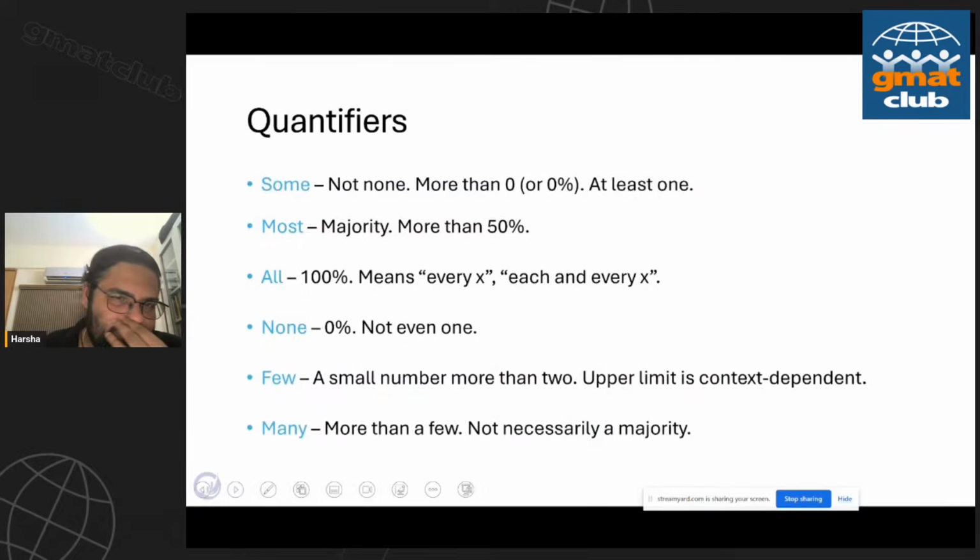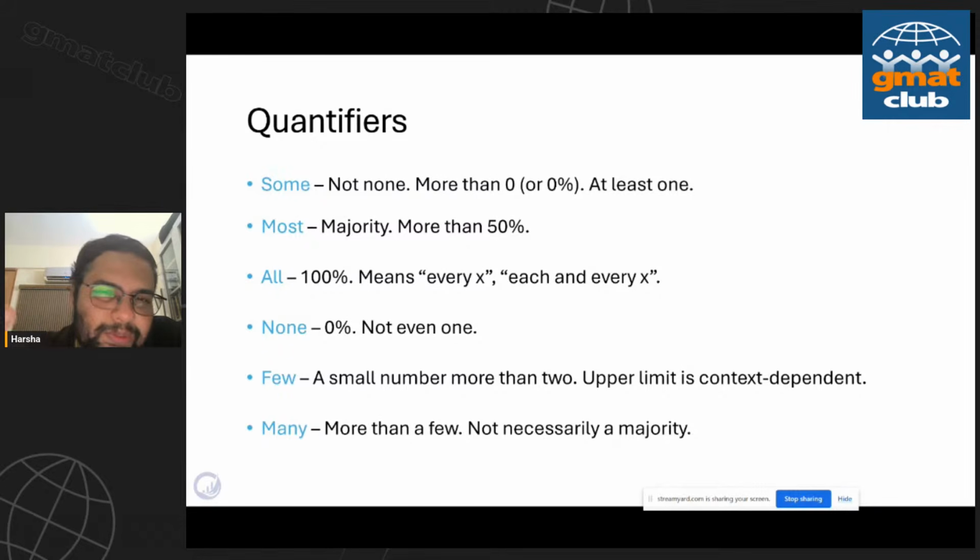All right. End of the day, one of the important aspects here is quantifiers. You should understand what these words mean. And of course, I'm sharing the tech with you. You should understand what these words mean, what these words don't mean. When you talk about some, it means practically not none. So more than zero.